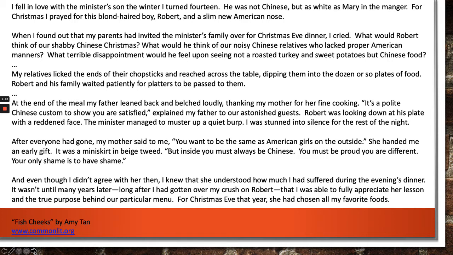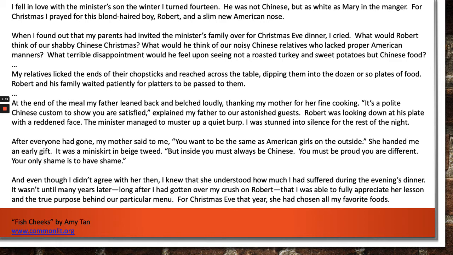be found on commonlit.org. I fell in love with the minister's son the winter I turned 14. He was not Chinese, but as white as Mary in the manger. For Christmas, I prayed for this blonde-haired boy, Robert, and a slim new American nose. When I found out that my parents had invited the minister's family over for Christmas Eve dinner, I cried.